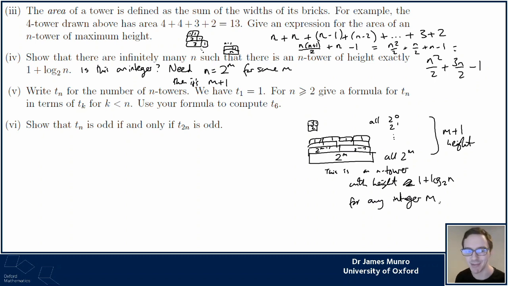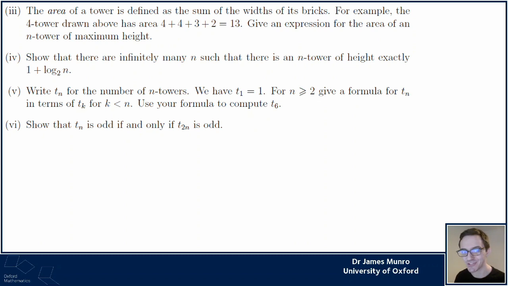So that's infinitely many examples. Infinitely many n, infinitely many m. N is just 2 to the m. Okay, and you need to split like this. Okay, those are my examples. I think that might be all of the examples where the height is exactly 1 plus log base 2 of n.